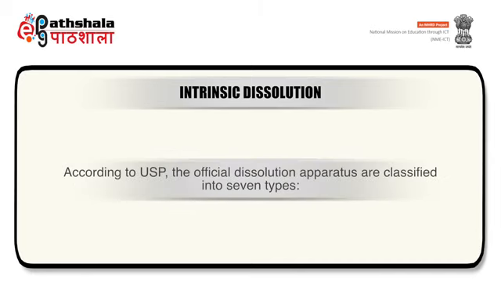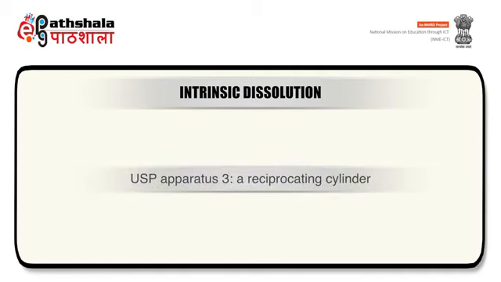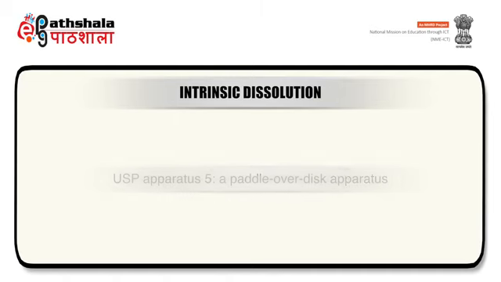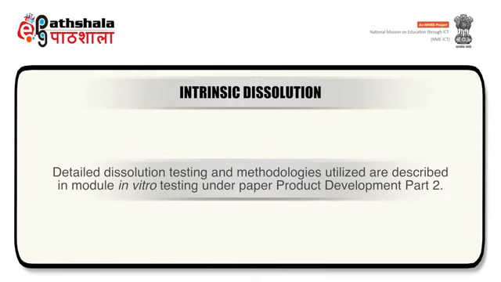According to USP, the official dissolution apparatus are classified into 7 types. USP apparatus 1, the basket apparatus; USP apparatus 2, the paddle apparatus; USP apparatus 3, a reciprocating cylinder; USP apparatus 4, a flow-through cell; USP apparatus 5, a paddle over disc apparatus; USP apparatus 6, a rotating cylinder; and USP apparatus 7, a reciprocating holder. Detailed dissolution testing and methodologies utilized are described in module In Vitro Testing under paper Product Development Part 2.